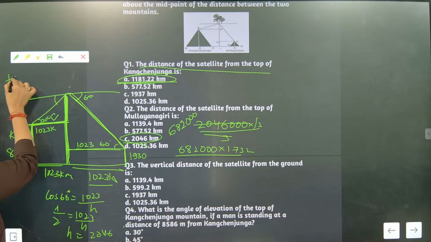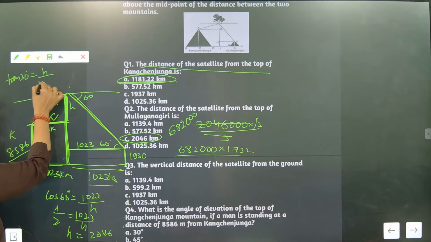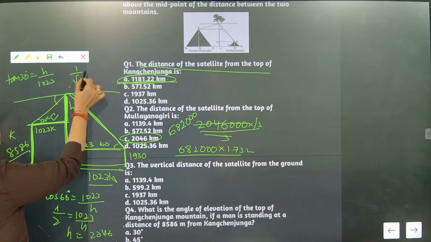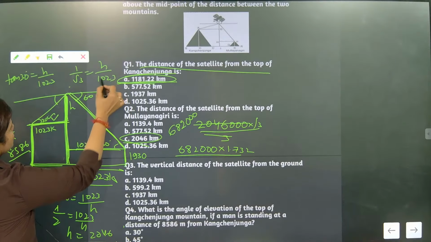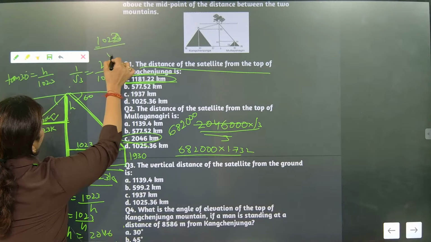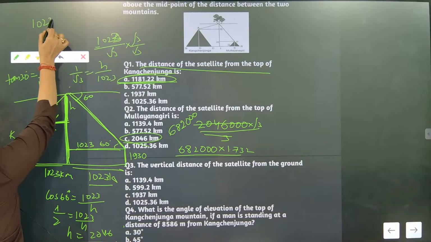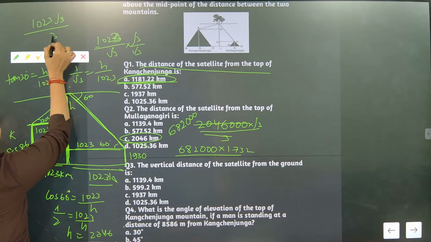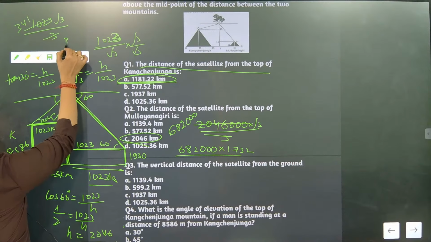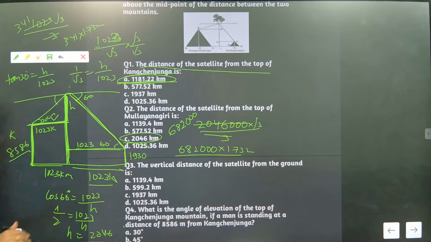So we will write tan 30 degree is equal to perpendicular, this height, by 1023. Correct? Now here tan 30 is 1 by root 3 is equal to h by 1023. So 1023 by root 3 into root 3 by root 3. So 1023 root 3 by 3. So 3 3s are 9, 3 4s are 12, 3 1s are 3. So 341 into 1.732. Quickly do and tell me the value.